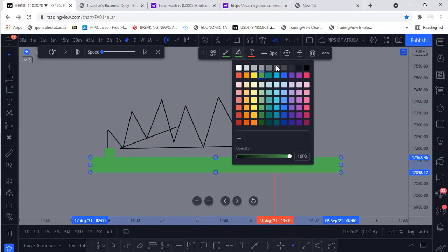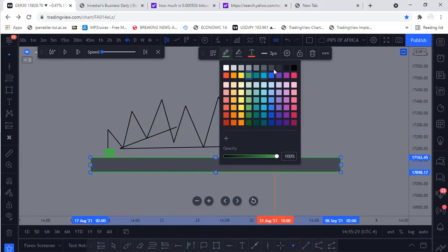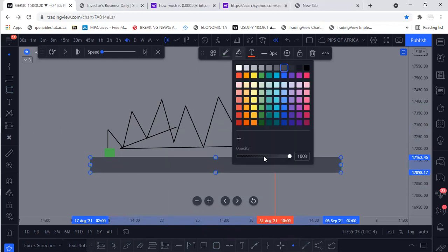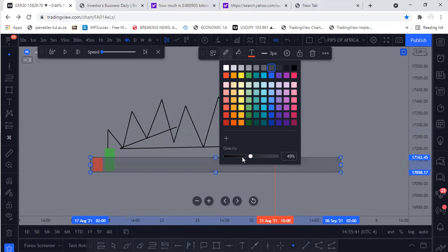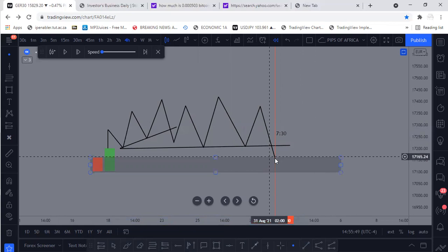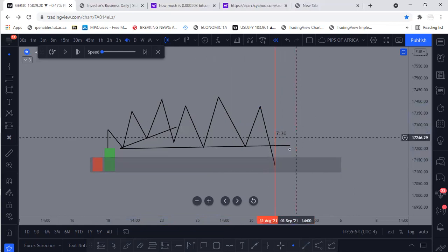We'll be waiting to buy the market there. All right, we have something like this. And then the market will shoot to the downside like this, mitigating the order block.